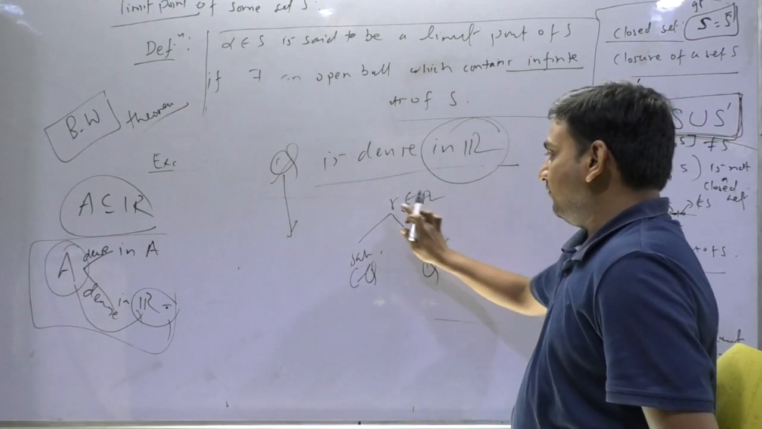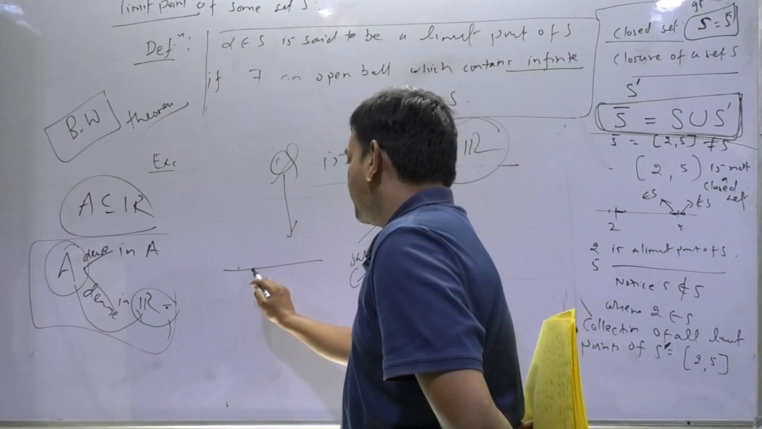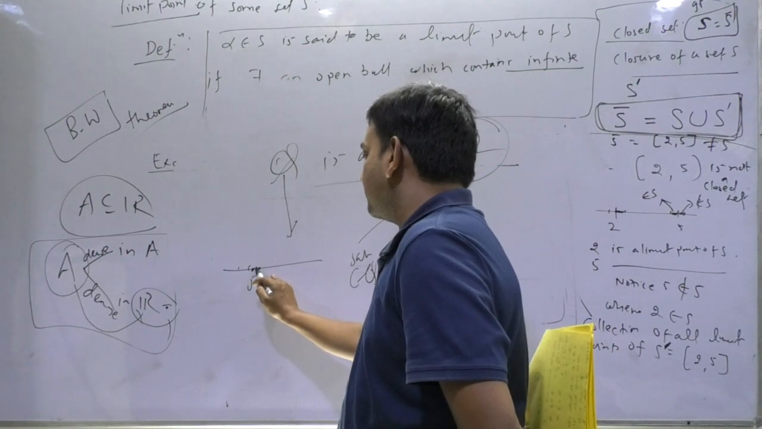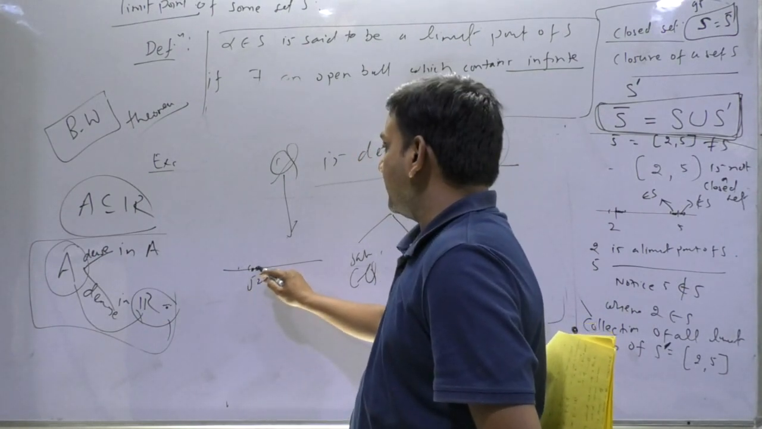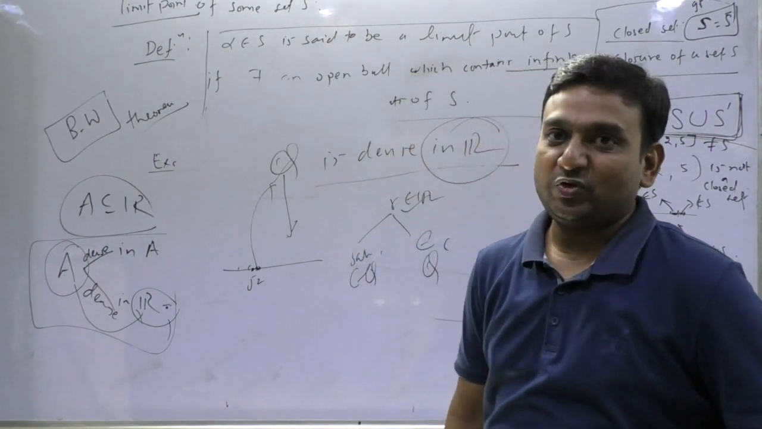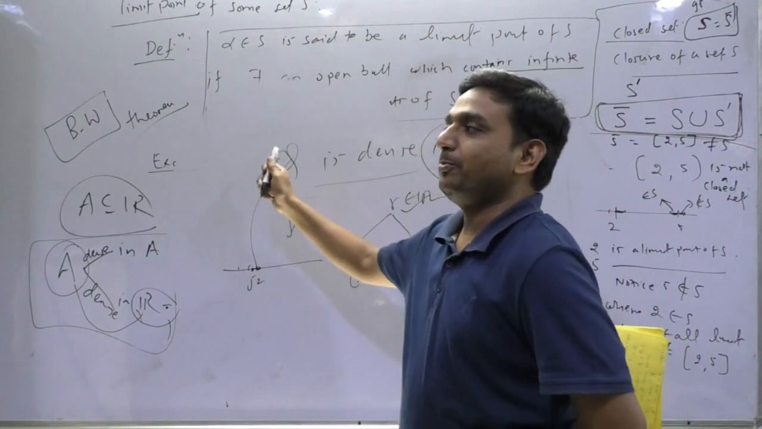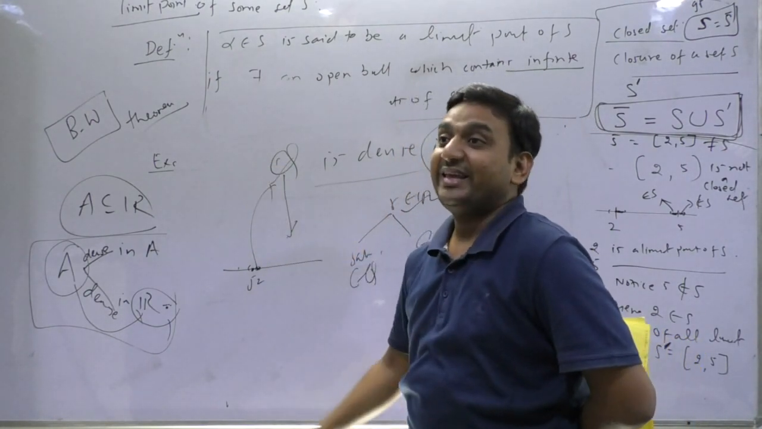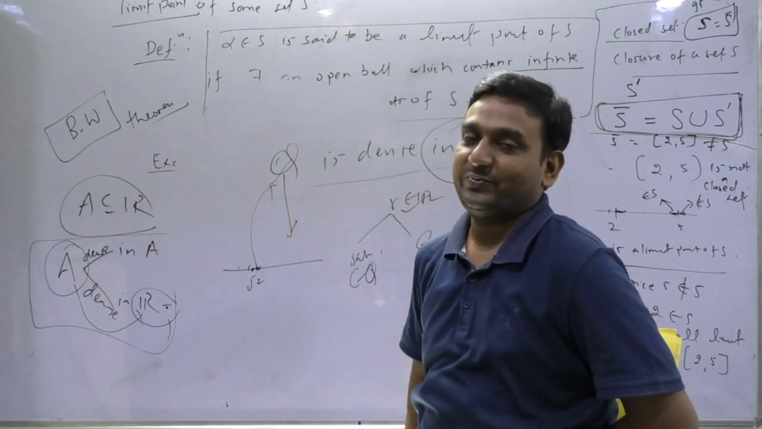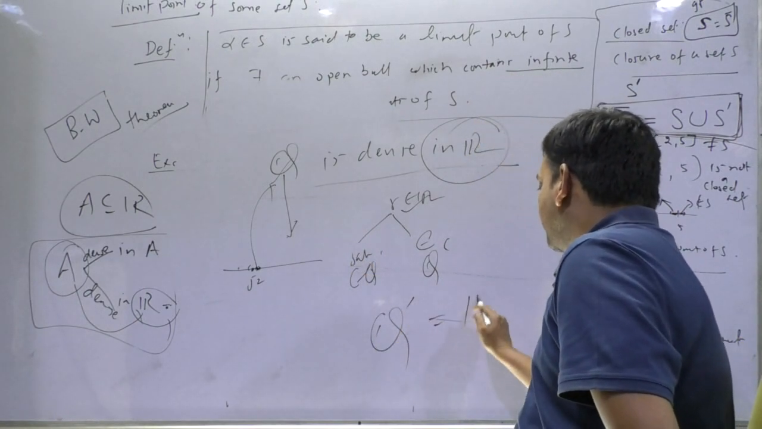Other part, if it is an irrational number, so over the real line, suppose that this is root 2, you take any open ball centered at it, it will contain infinitely many rational numbers. So each irrational number is a limit point of Q. Each rational number is a limit point of Q. So if I say what is Q dash, it will come out as R.